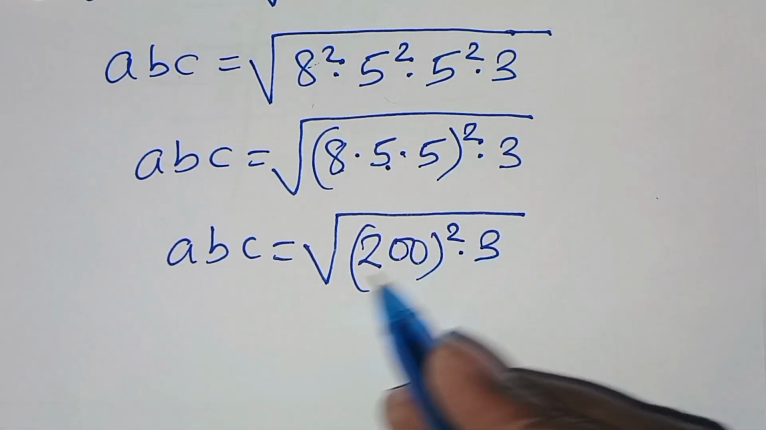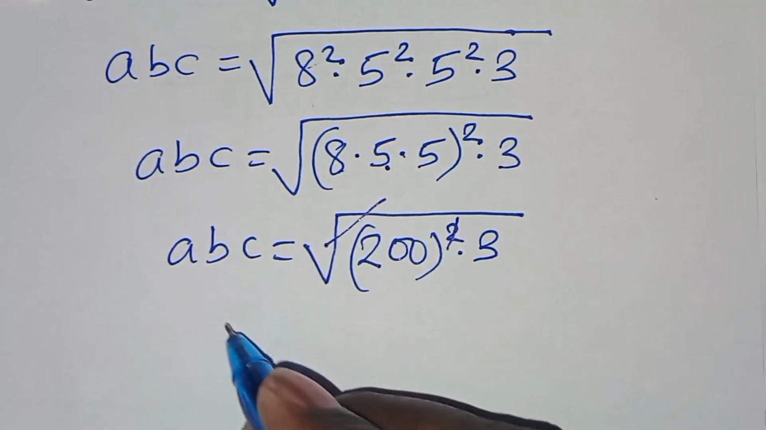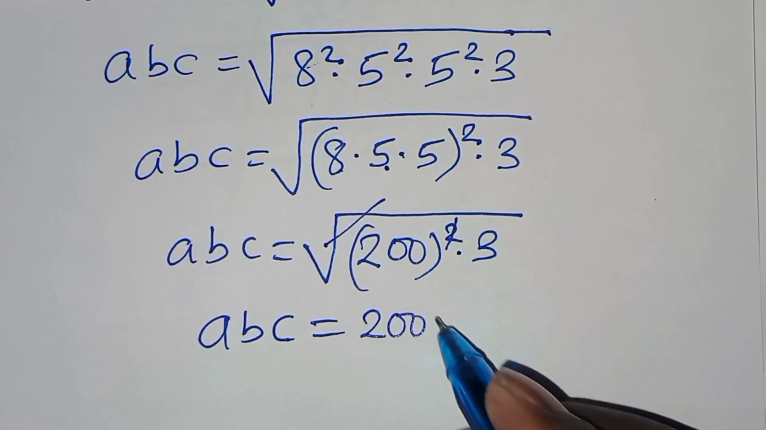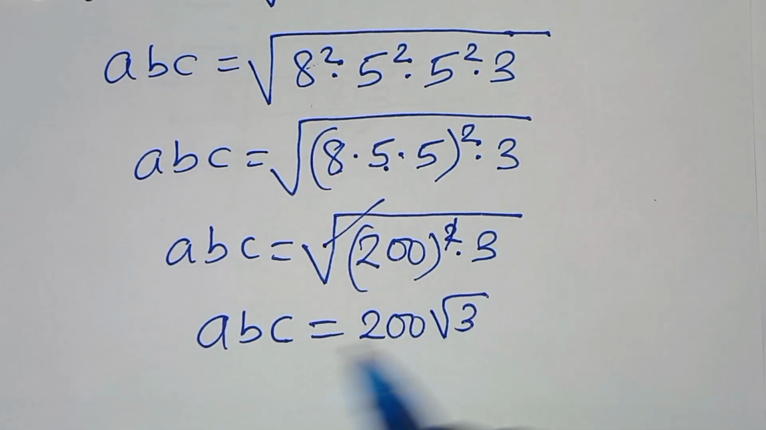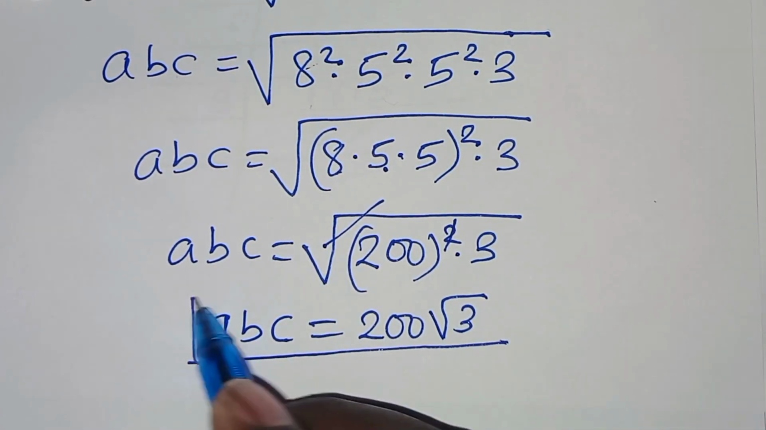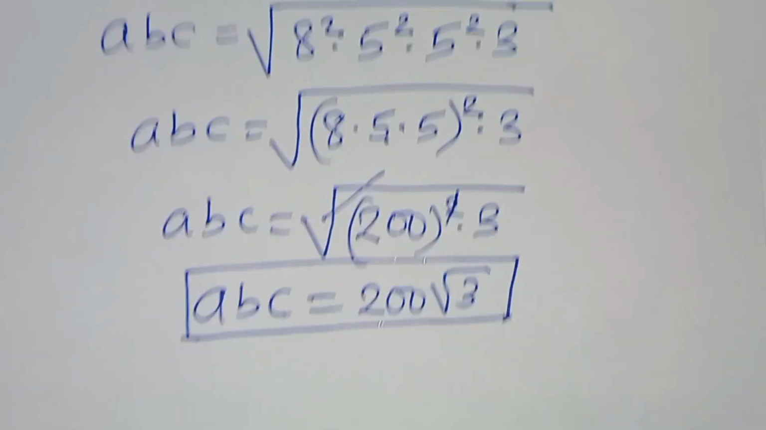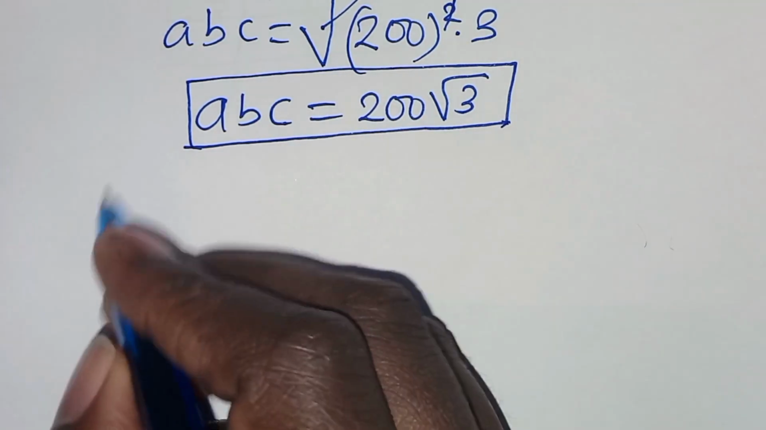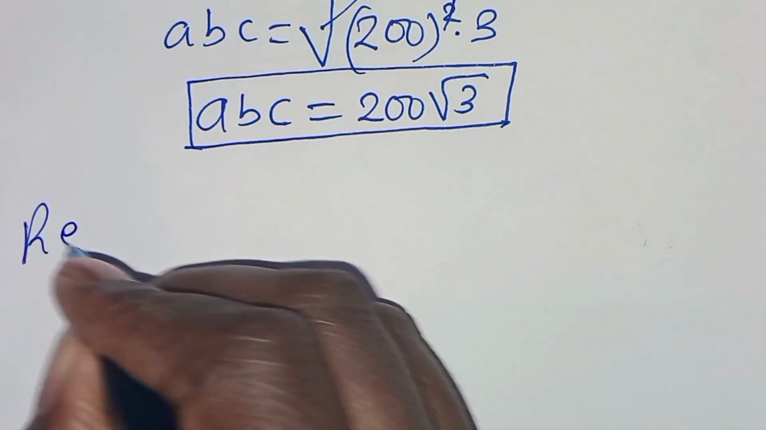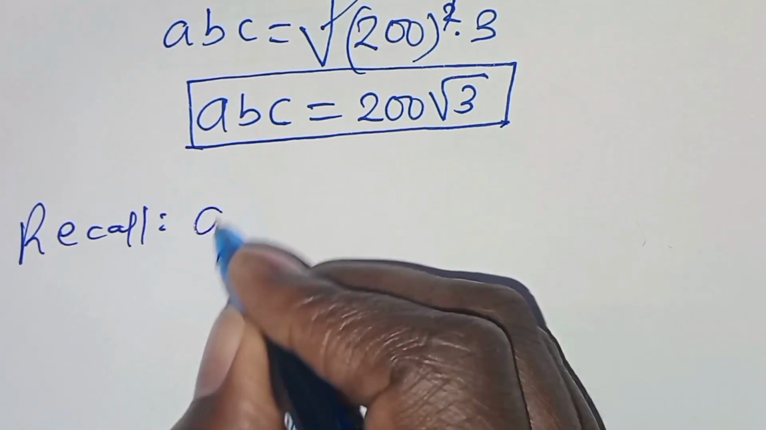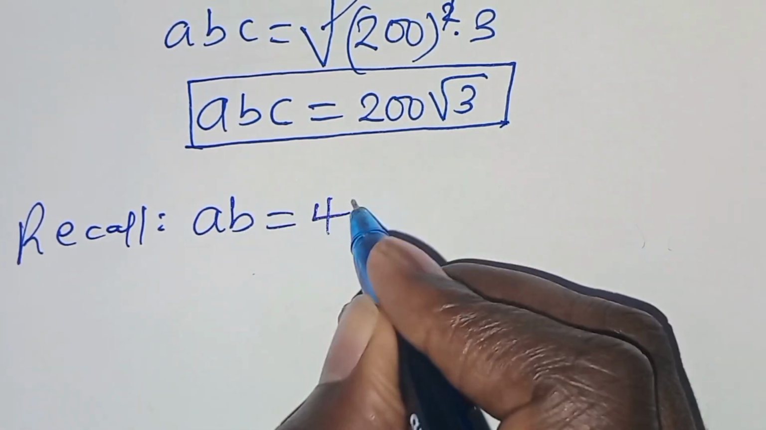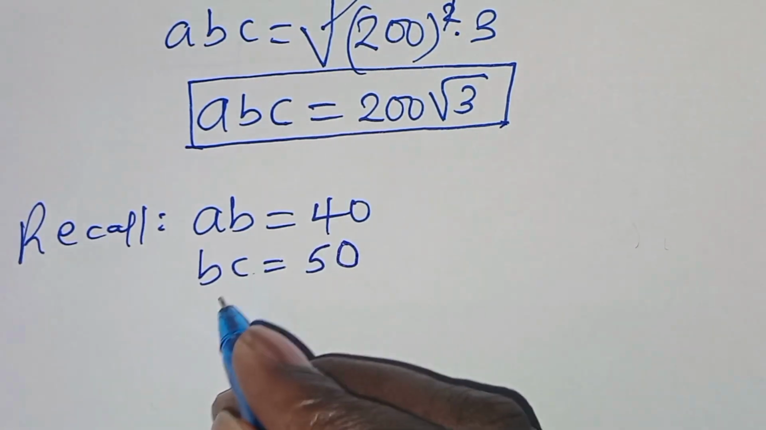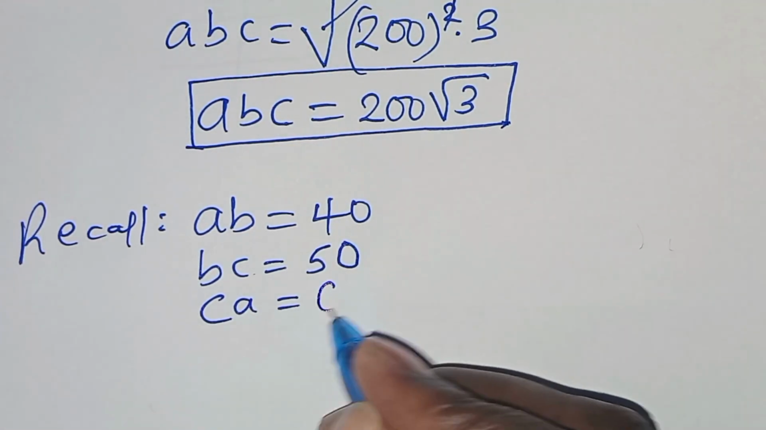So first we eliminate the square root sign, and we'll have a times b times c equal to 200 square root of 3. So this is the value of a, b, c. Now we can calculate the value of A, B, and C. If you recall, AB is equal to 40, BC is equal to 50, CA is equal to 60.